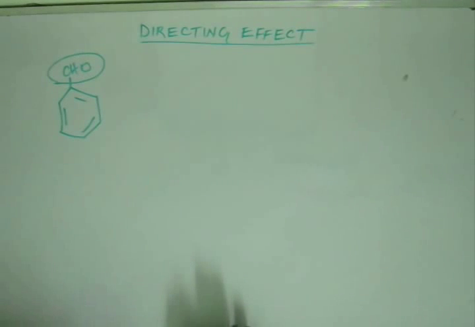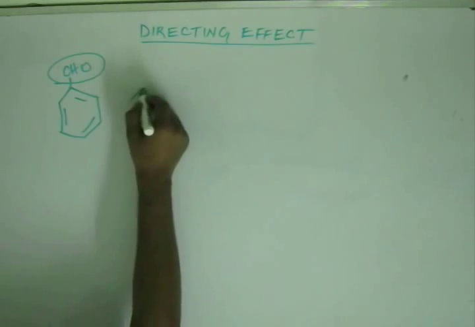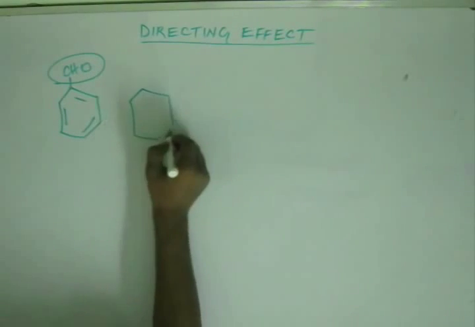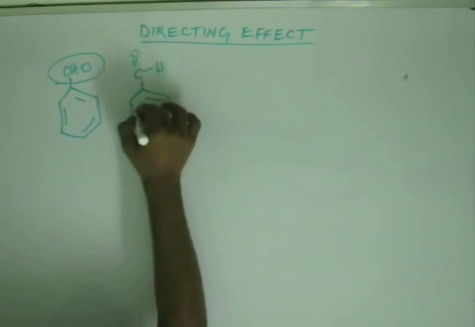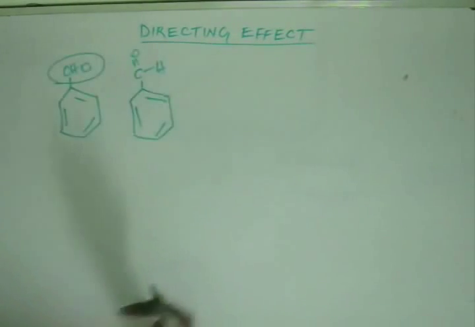Now how would I identify the nature of this group? I have already told you how to identify. I do it again for you one last time. This is benzaldehyde. If you look at the atom which is directly attached with the benzene ring, that is carbon. Look at carbon and try to identify whether that carbon is electron rich or electron deficient.